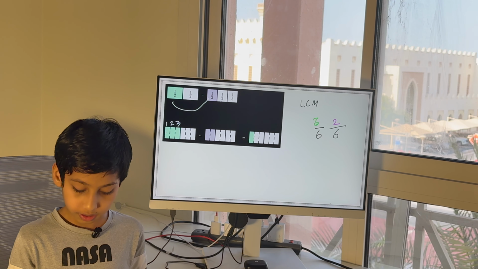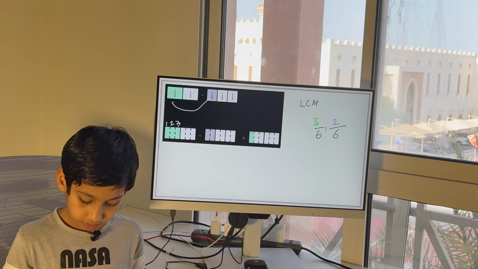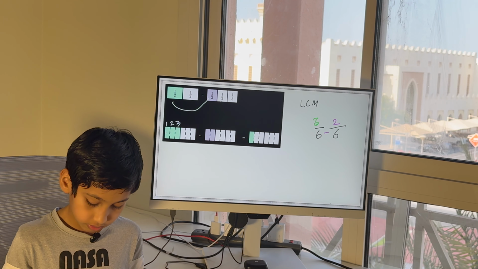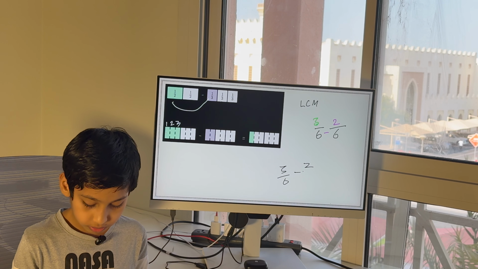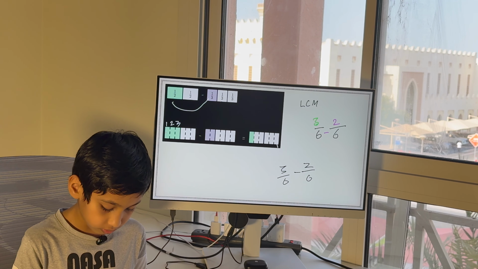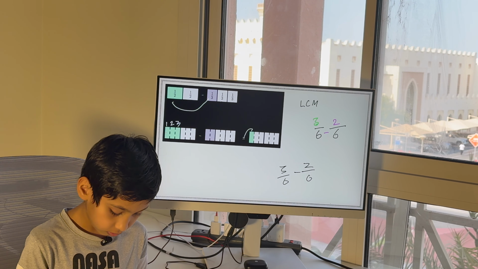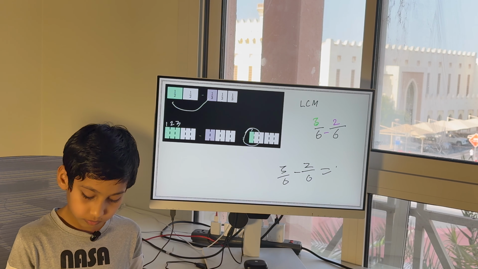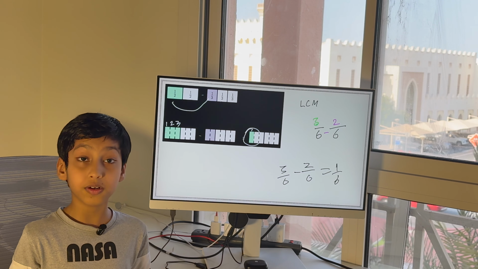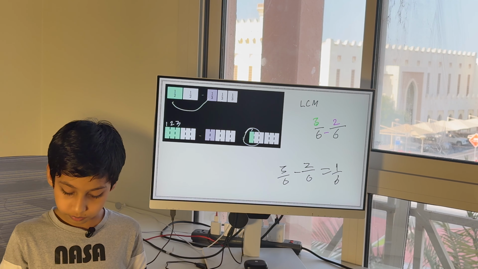Now we just have to subtract them, which is just 3 by 6 minus 2 by 6, which of course equals 1 by 6. So there you have it, subtraction of fractions.